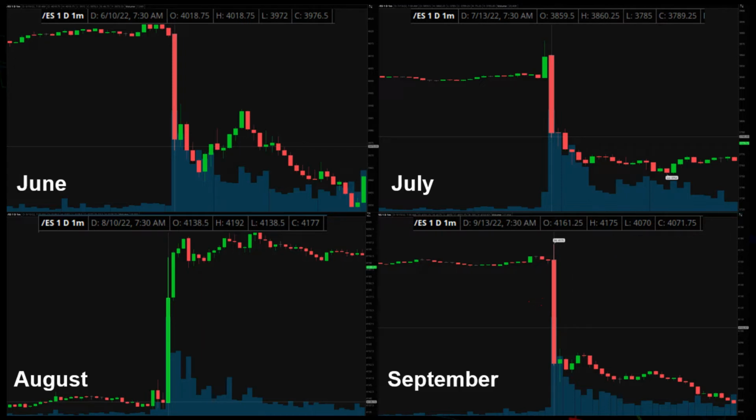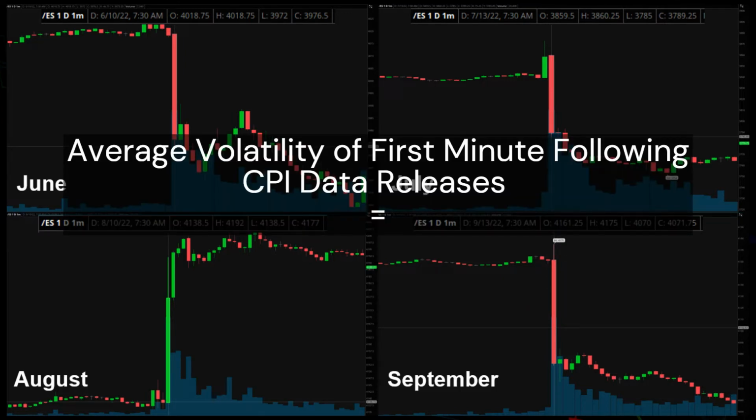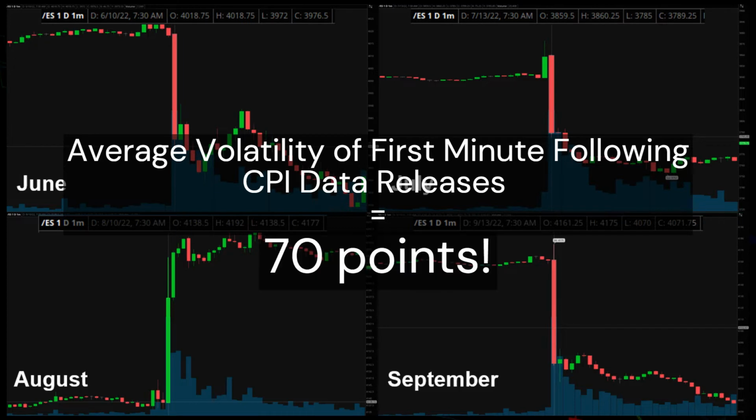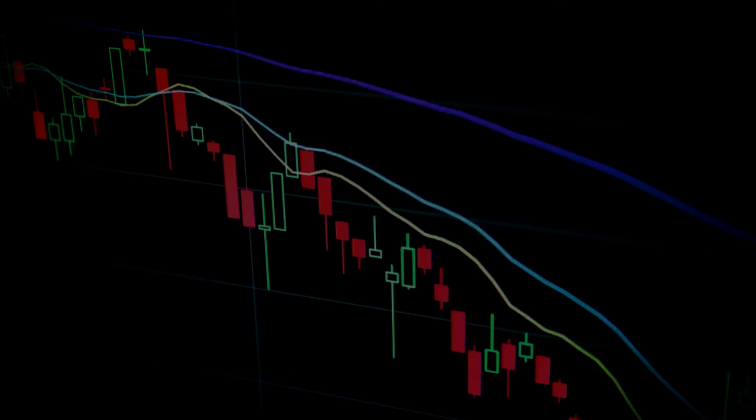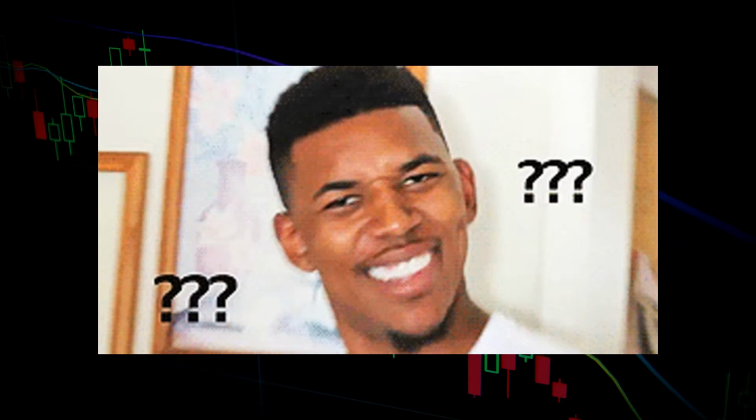Based on these 4 most recent data points, we can calculate that the average volatility within the first minute of CPI data release is about 70 points. So now we have data supporting that there's some pretty significant price volatility when the FOMC minutes and CPI data is first released. But how do we know if the initial spike will be up or down?